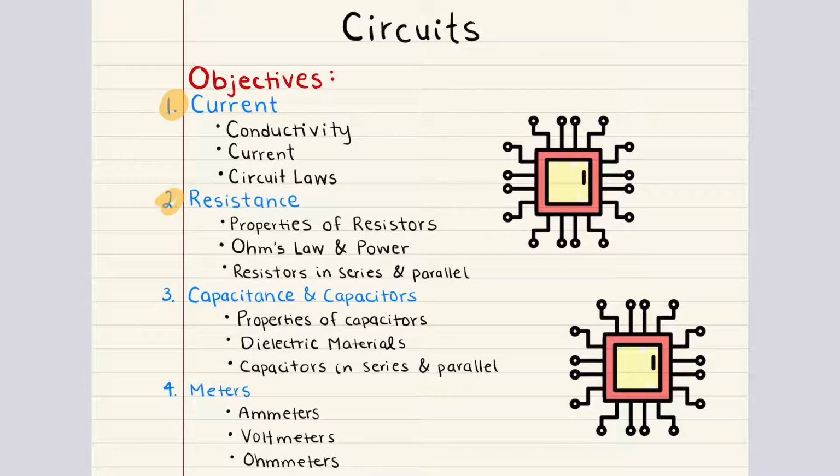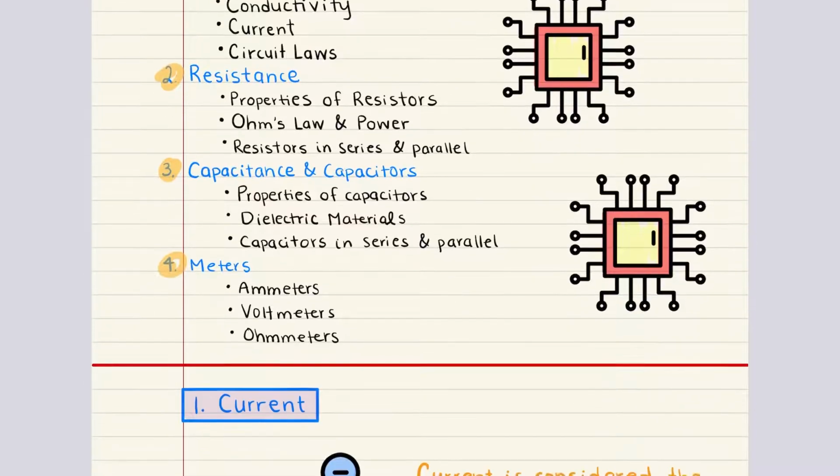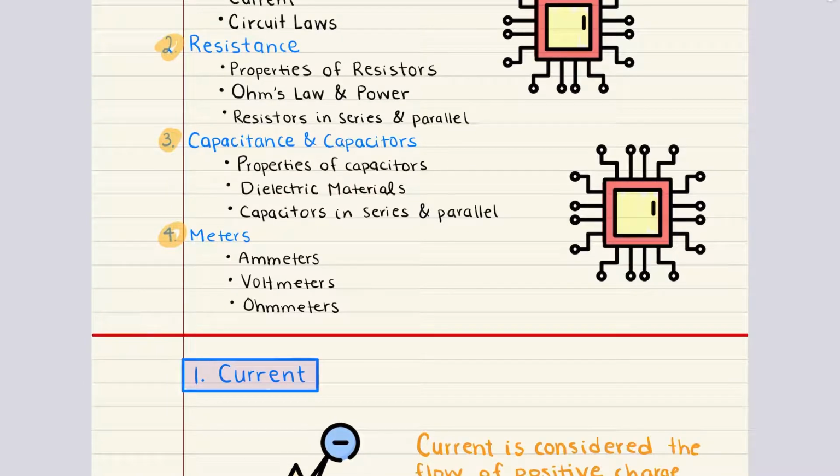From there, we're going to shift our focus onto capacitors, which store electrical energy. We're going to define capacitance. This is the measure of a capacitor's ability to store charge. And we're going to discuss how dielectric materials increase this capacity. Similar to resistors, we're also going to explore how capacitors behave when they're connected in series versus when they're connected in parallel.